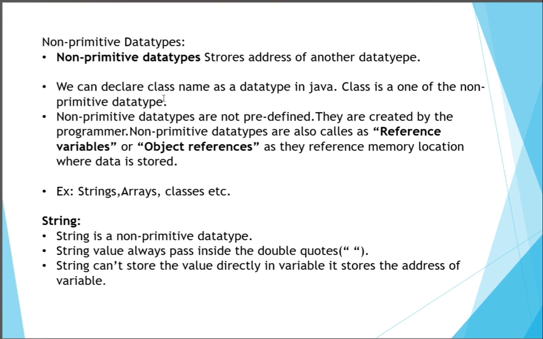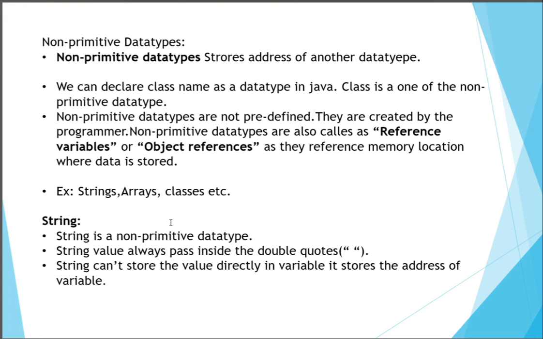We can declare a class name as a data type in Java. Class is one of the non-primitive data types. Non-primitive data types are not predefined. They are created by the programmer. Non-primitive data types are also called reference variables or object references, as they reference the memory location where data is stored. Examples: strings, arrays, classes, graphs, etc.